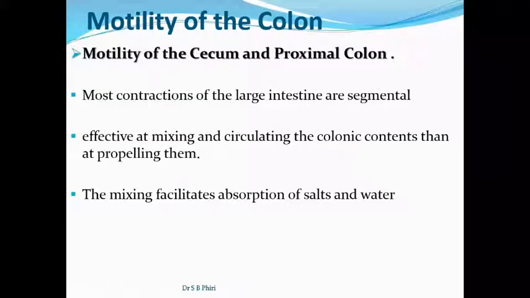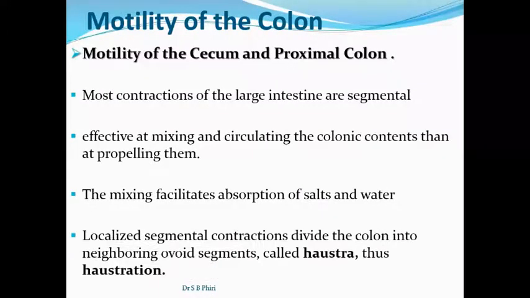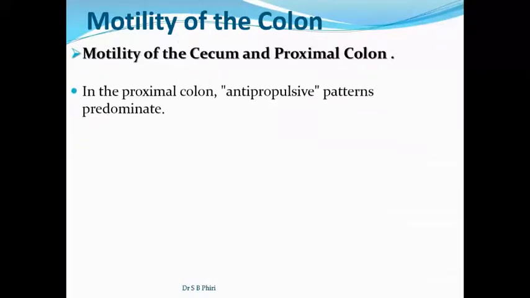The control of segmental contractions was already discussed, and also the functions of segmental contractions were mentioned in the previous lecture. So you are able to relate now. So the mixing facilitates absorption of salts and water, like I've already mentioned. Localized segmental contractions divide the colon into neighboring ovoid segments, which are called haustra. So these are called haustrations. So these are the segments that I was talking about. They are pocket-like structures of the large intestines that are involved in segmental contractions.